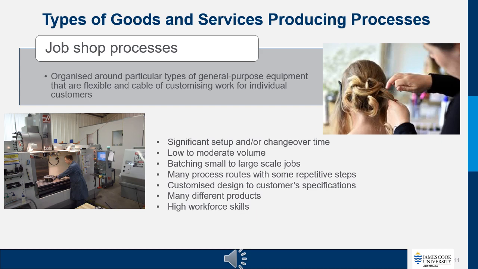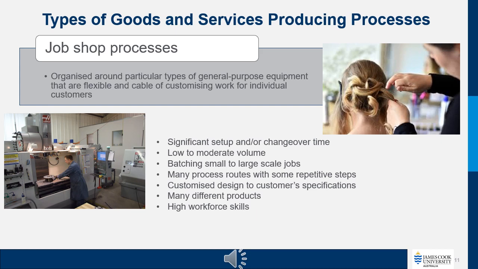Batching small to large-scale jobs: job shop processes often involve batching similar or related jobs together to improve efficiency. This allows for better utilization of resources and equipment. Many process routes with some repetitive steps: job shop processes involve multiple process routes or paths that products or components follow through the production system. While there may be some repetitive steps shared across different jobs, the overall sequence of operations can vary significantly based on individual customer requirements.